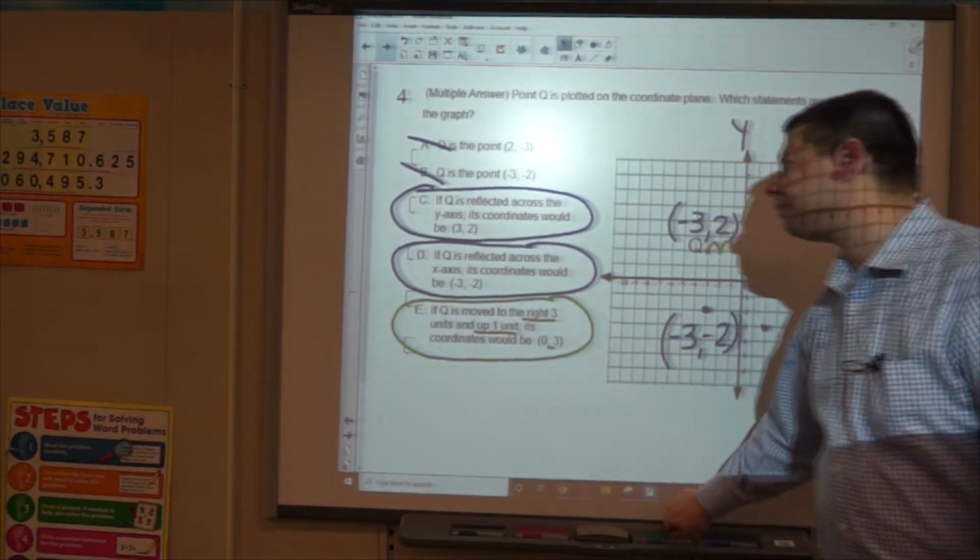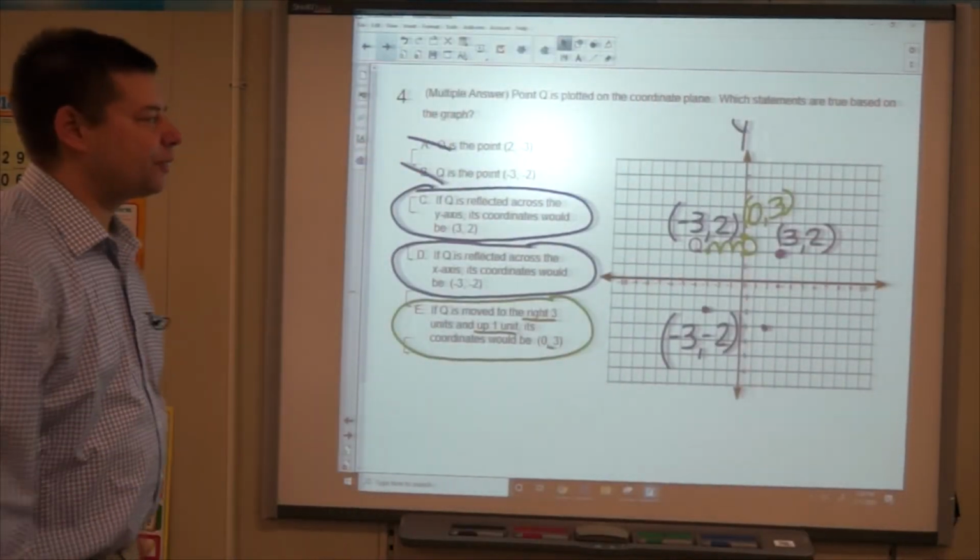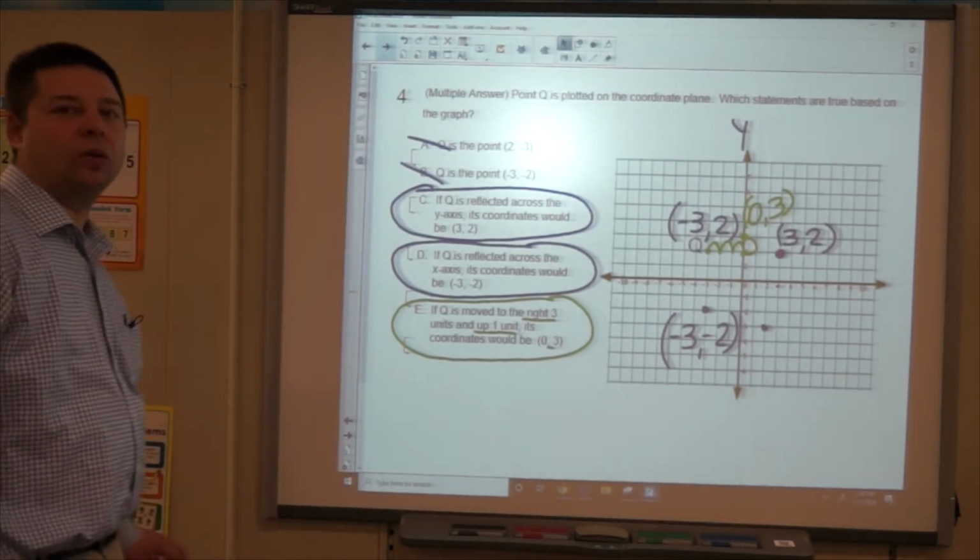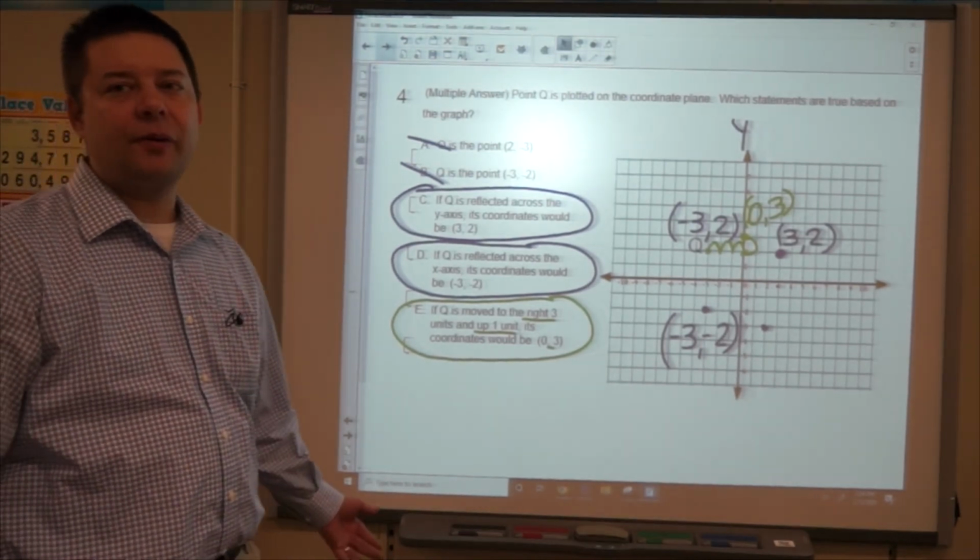So in this one, we have A and B that are both incorrect, and C, D, and E all work. They are all correct. That's our focus for this week.